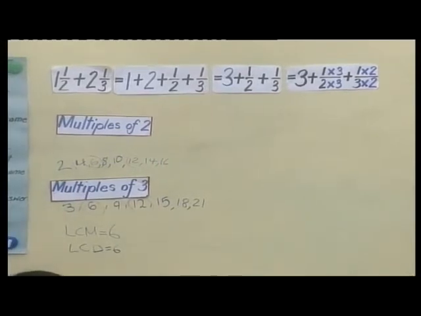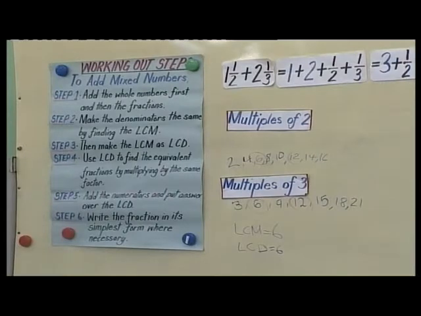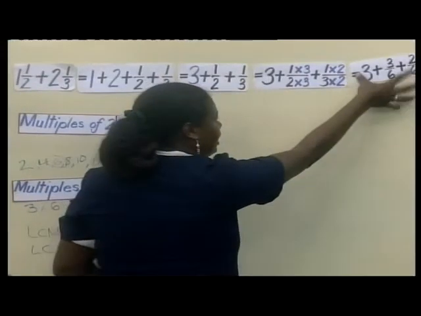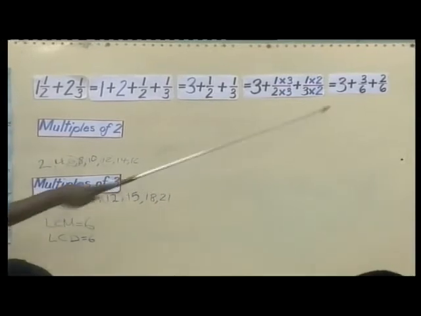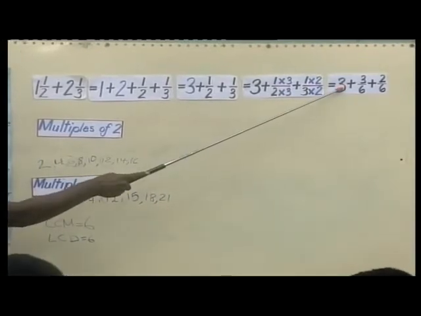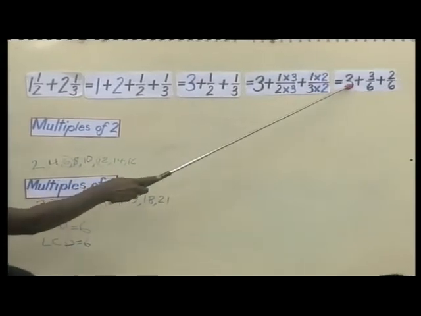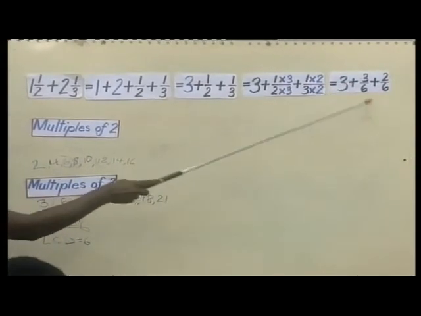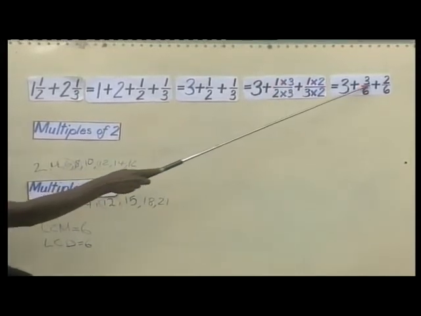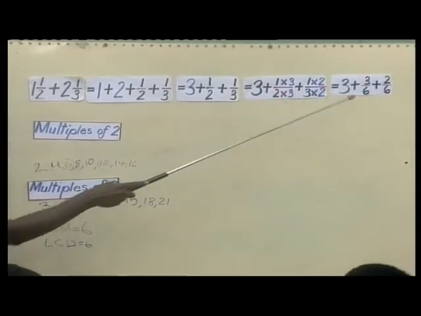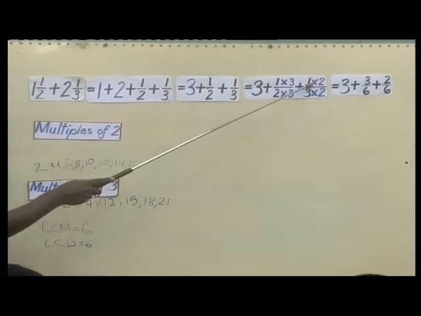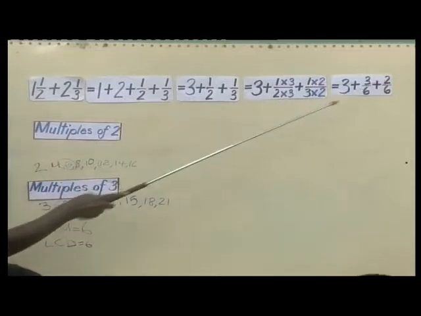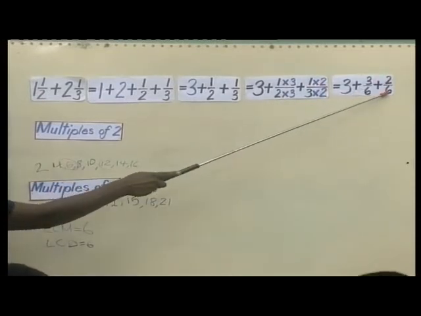Now, we're still on step 4. Step 4, class watching. Don't forget your whole number. Place your whole number. We have already worked on it, so you just place it. 3 plus. Now we have 1 times 3 is equal to 3. 2 times 3 is equal to 6. Plus, second fraction, 1 times 2 is equal to 2. 3 times 2 is equal to 6.